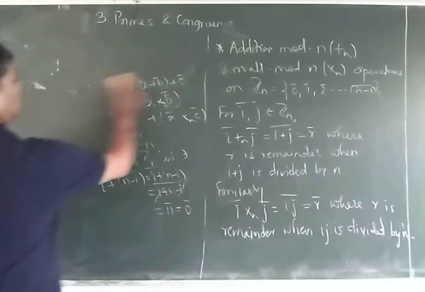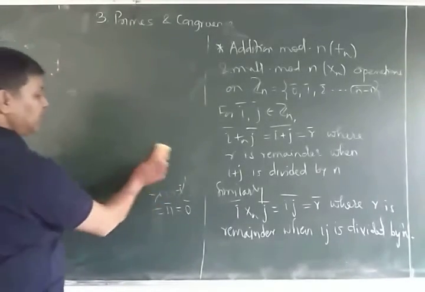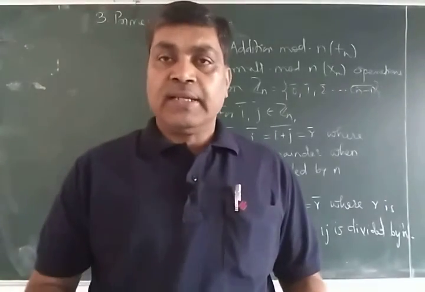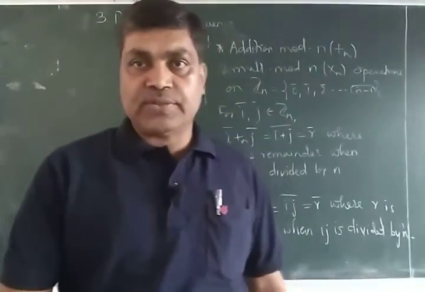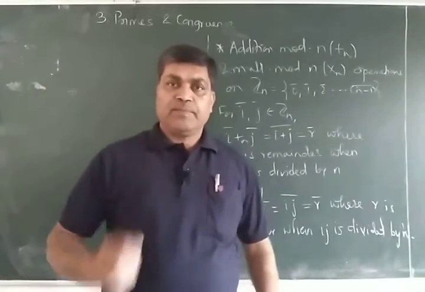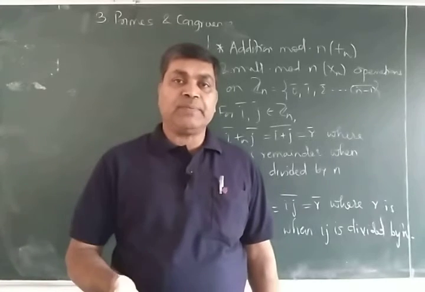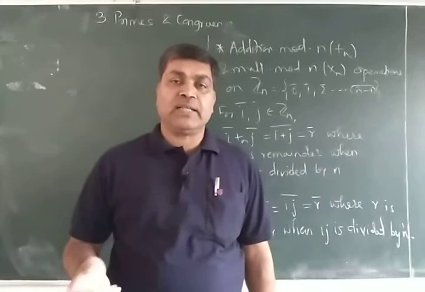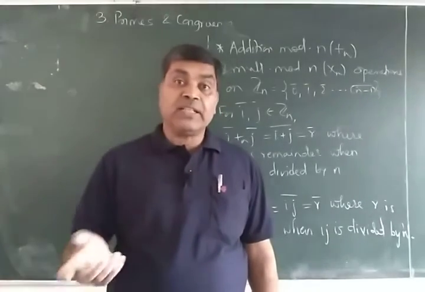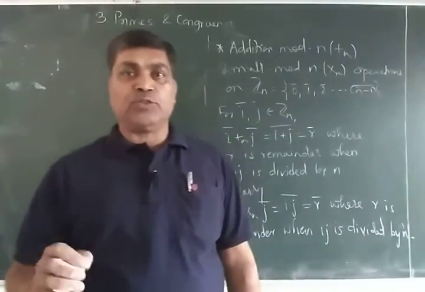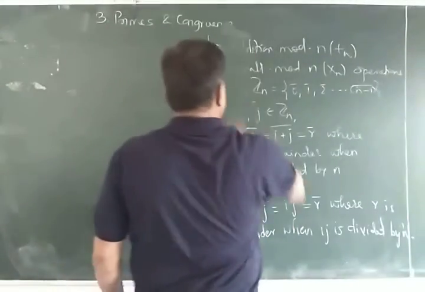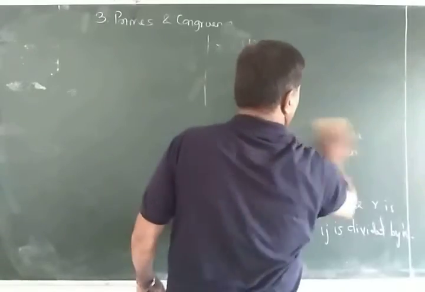So I have talked about what is meant by additive identity, multiplicative identity, and then additive inverse. For a bar belonging to Zn, b bar is said to be the additive inverse if a bar plus b bar is 0 bar. And for a bar belonging to Zn, b bar is said to be the multiplicative inverse if a bar into b bar is 1 bar. So we'll take examples of these.